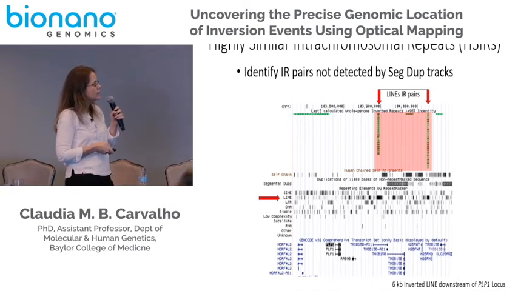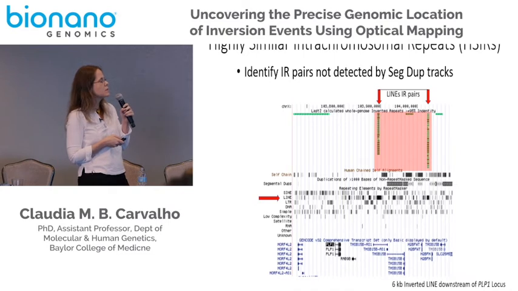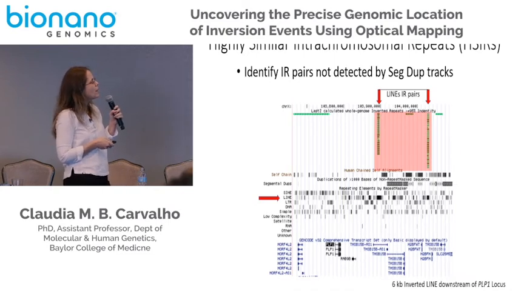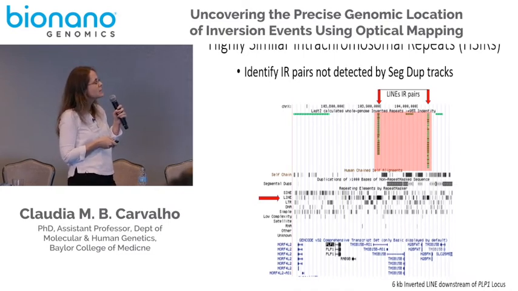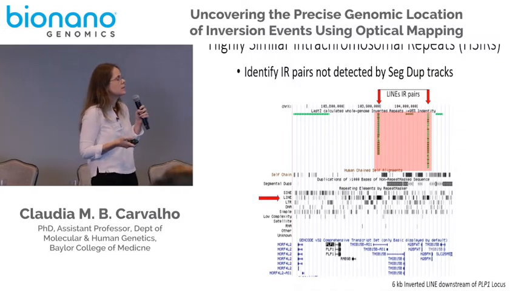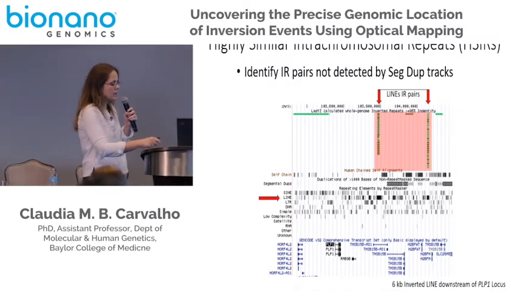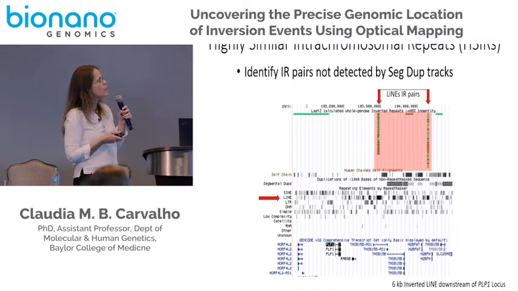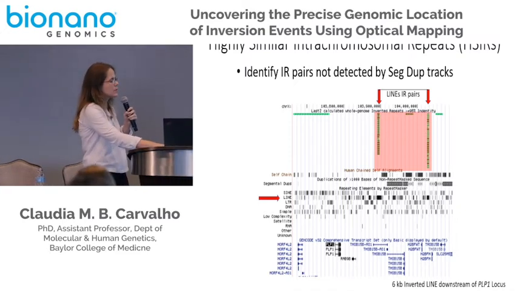But this one is a very important example. Close to PLP1, which is another locus that also has rearrangements involving inverted repeats and causes a disease called Pelizaeus-Merzbacher disease, we found a lot of LINEs of around 6 kb, and they are inverted repeats to each other, and the distance is around 150 kb. So they can easily undergo ectopic recombination and invert this region.